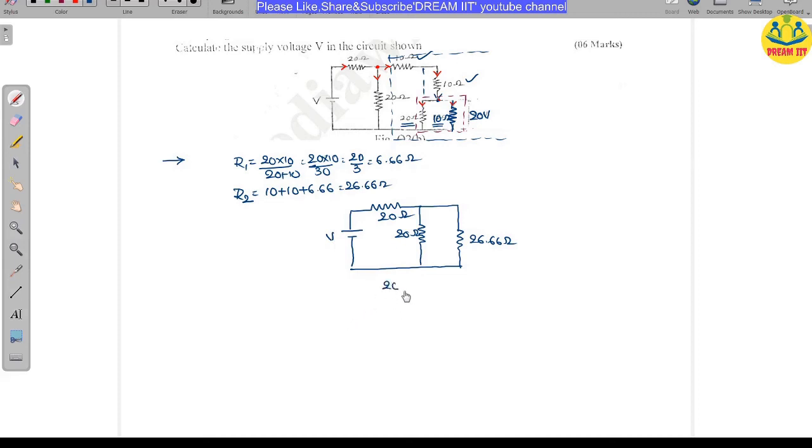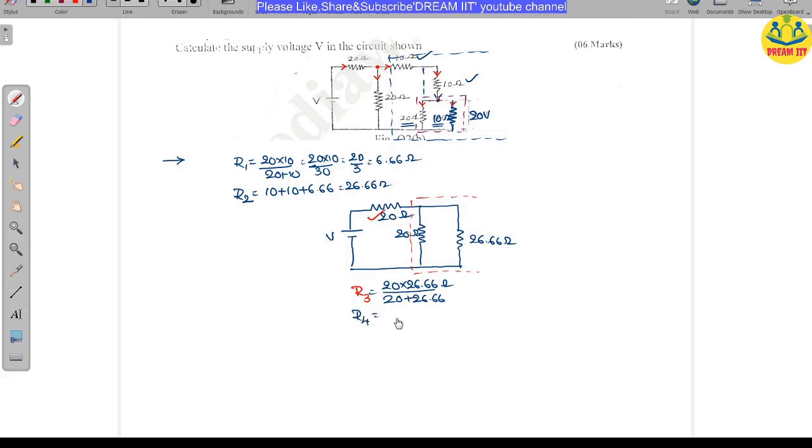So that means 20 in parallel with 26.66 ohms, divided by 20 plus 26.66. So that is equivalent up to this point. Let us take this as R3, one equivalent. After getting R3, one more resistor is also there, this 20 ohms. So finally you are going to get the total equivalent, I am writing it as R4.